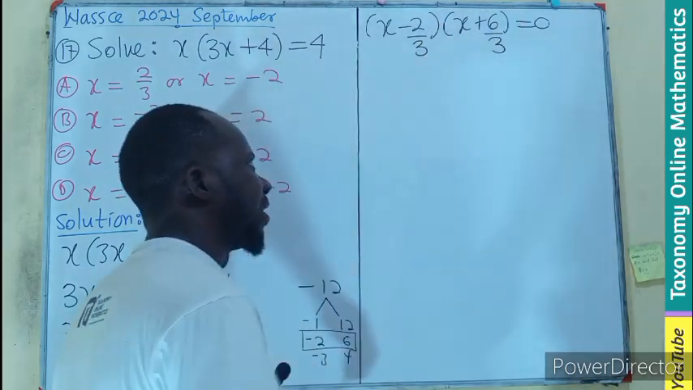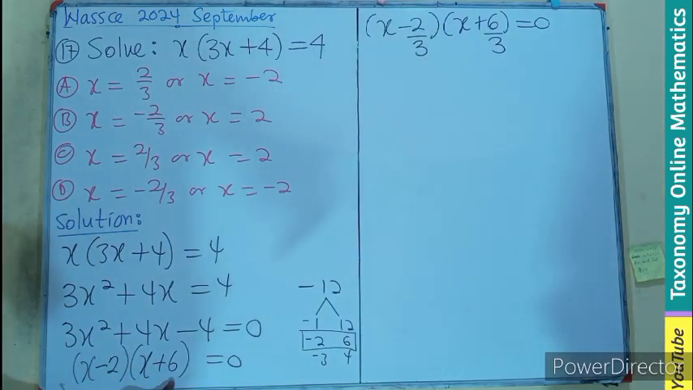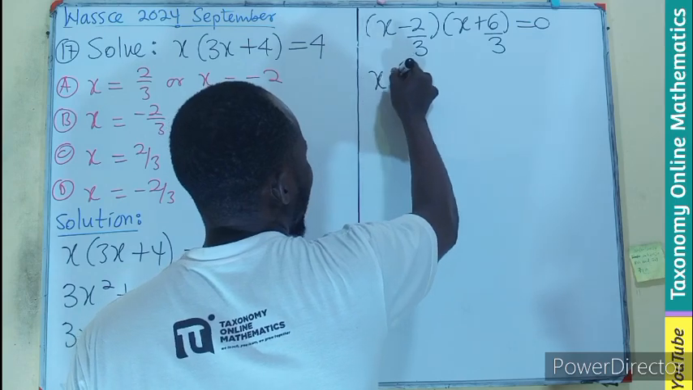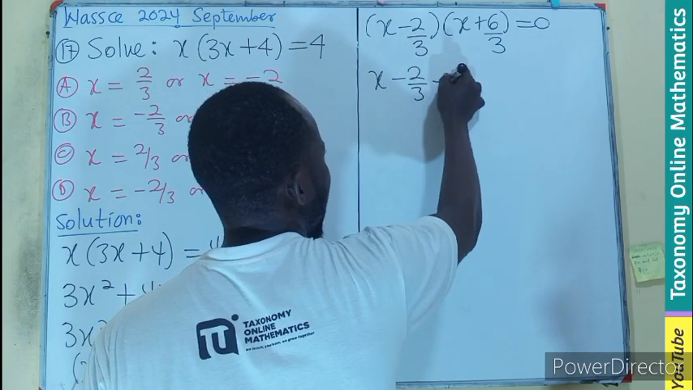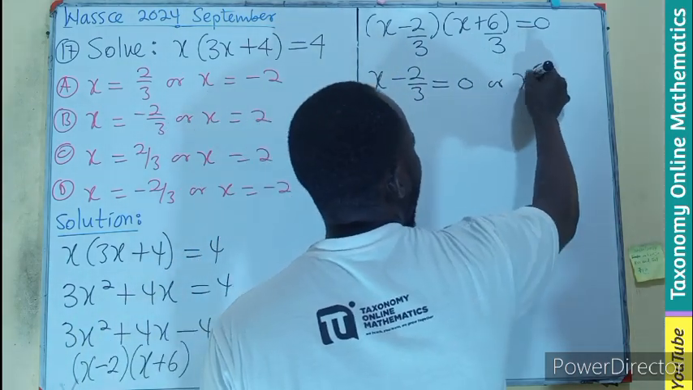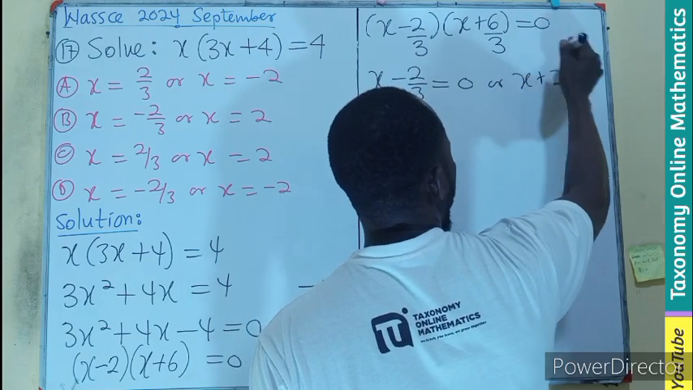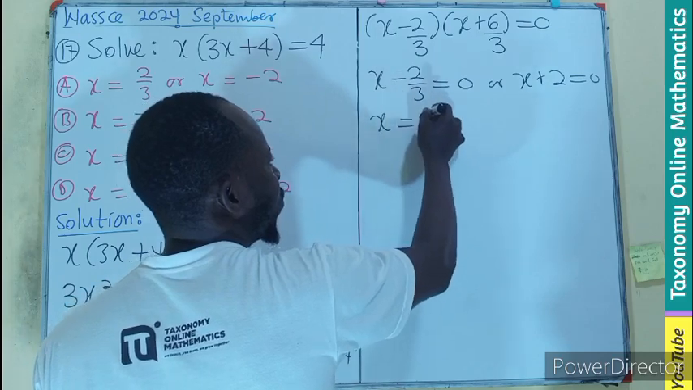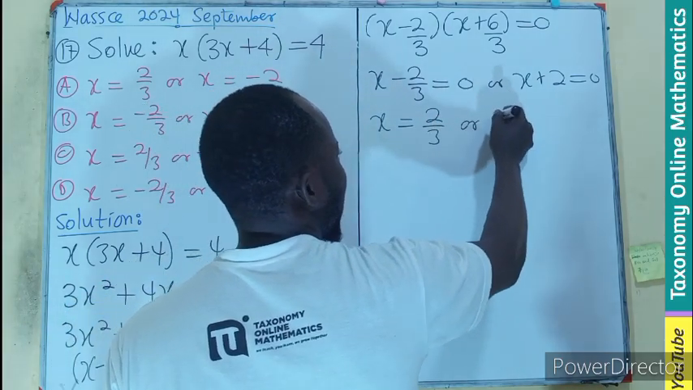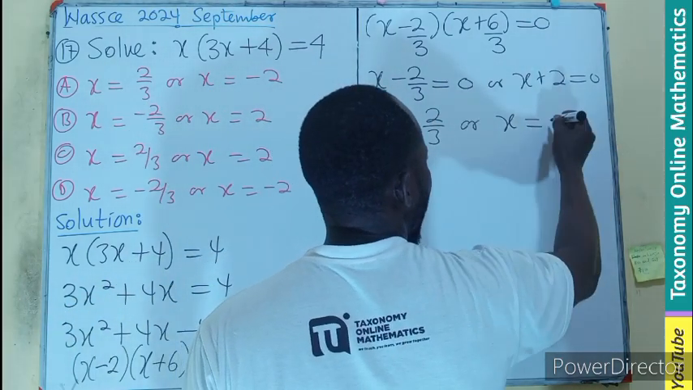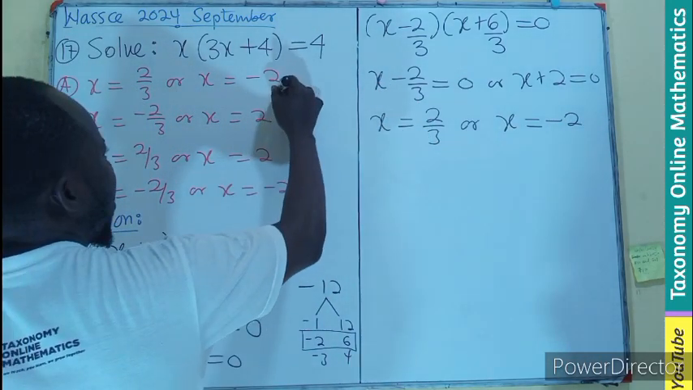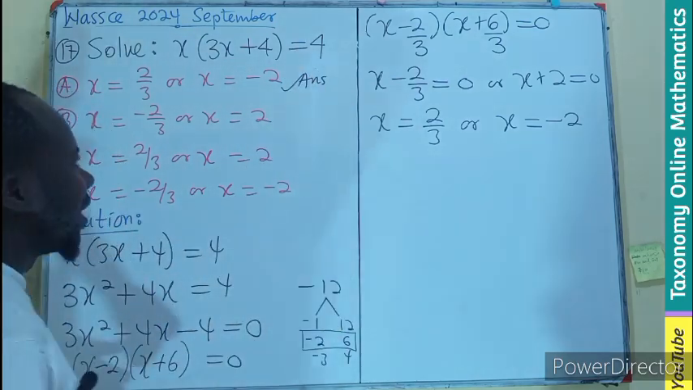So we need to divide by that 3 in order to get what we are looking for. We divide the constant terms by the 3, so that when we expand, we are expecting to have this: (x - 2/3) = 0, or (x + 2) = 0. Let's transpose this. x will be equal to positive 2/3, or x will be equal to minus 2. So right away, our option is going to be option A.